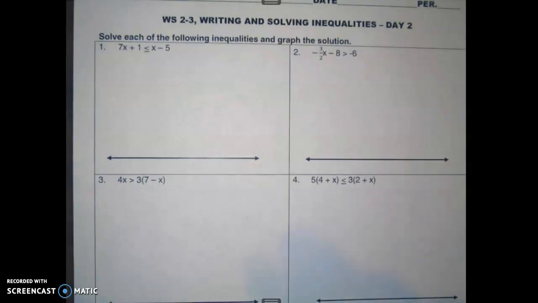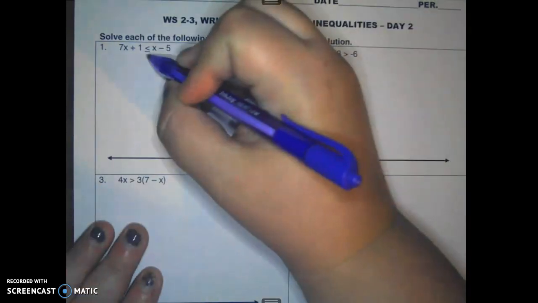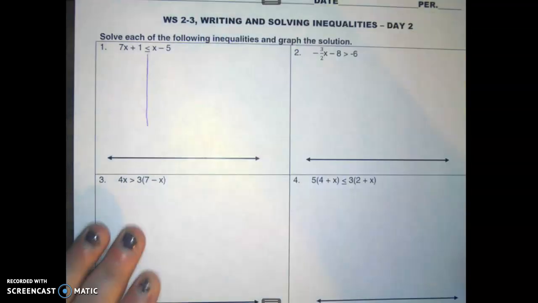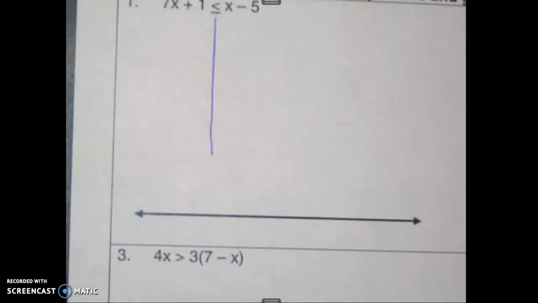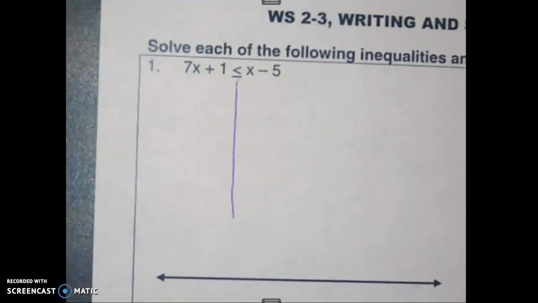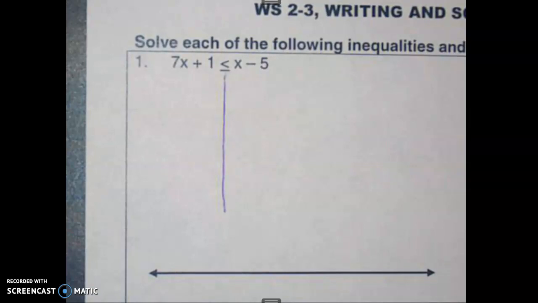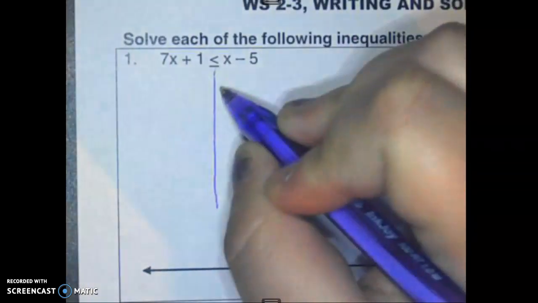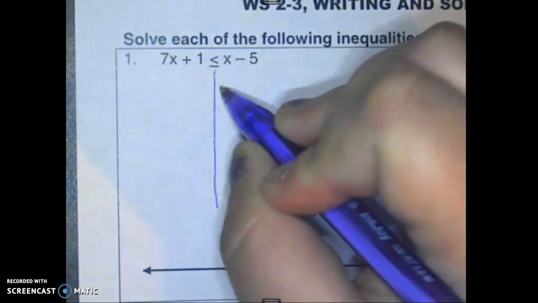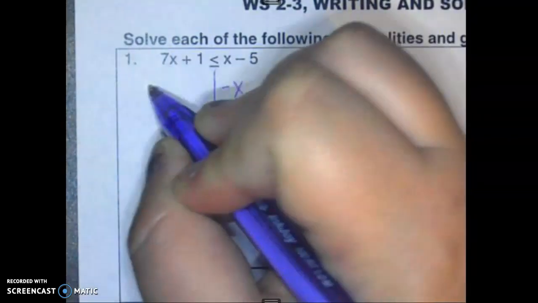With number 1 here, what's my first step? Draw my line, same as if I were solving and it was an equal sign. What is different about this one than what we normally have? It has 2 variables, and it has a variable on each side. So I like to move my smaller variable to my larger variable side. So this is x, so I'm going to subtract x from both sides.